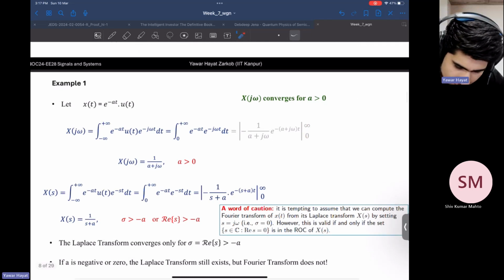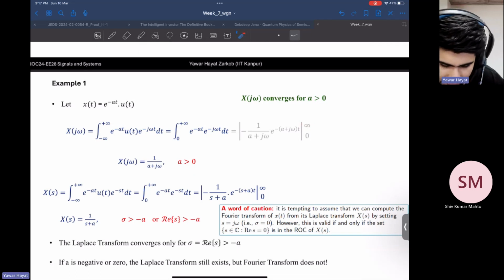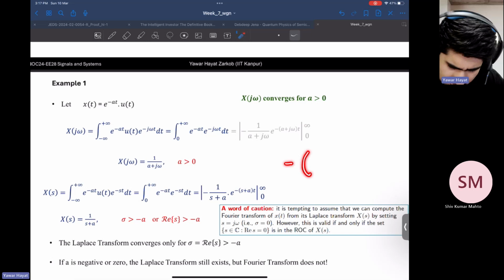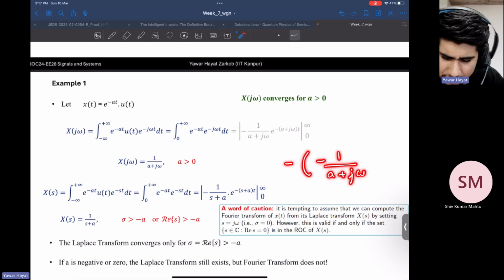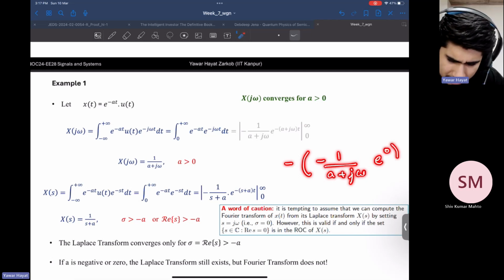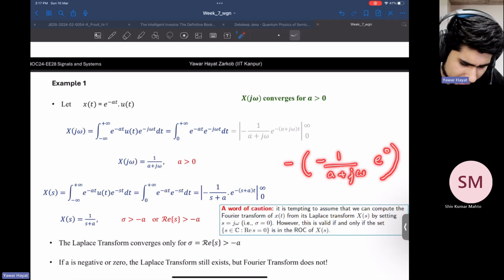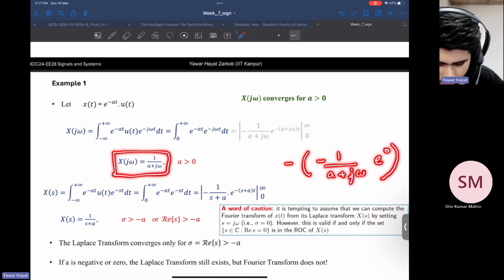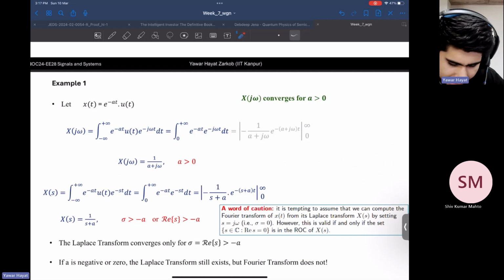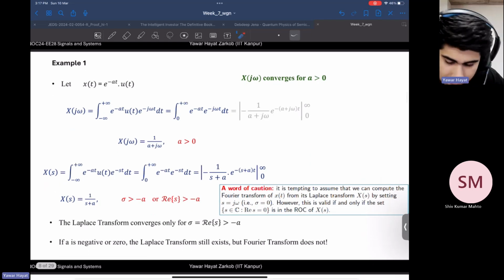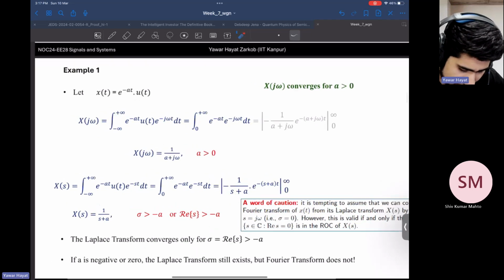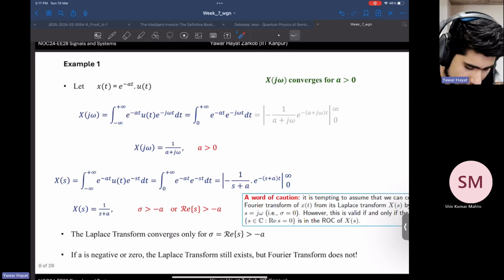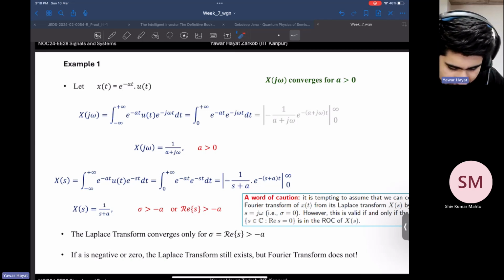So when t is infinity, this term goes to 0, and then we are left with this minus times minus 1 by a plus j omega. And when t tends to 0, this exponential is 1, right? So minus minus is plus, and I'm left with this 1 by a plus j omega. Notice a is greater than 0, right? Now the Laplace transform X of s, that by definition is the integral from minus infinity to plus infinity.